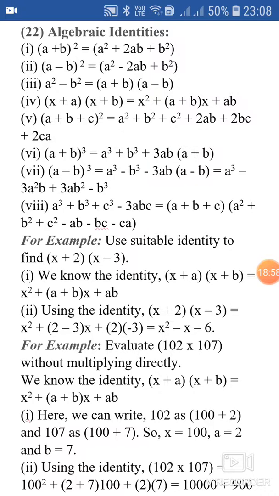Then comes the next identity, the fifth one, a plus b plus c whole square. Now as you have done the 2 terms whole square, it is the same for 3 terms. So first term square, second term square, third term square, plus 2 into first into second term, plus 2 into second term into third term, plus 2 into third term into first term. So now in detail I will tell you: a plus b plus c whole square is equal to a square plus b square plus c square plus 2ab plus 2bc plus 2ca.